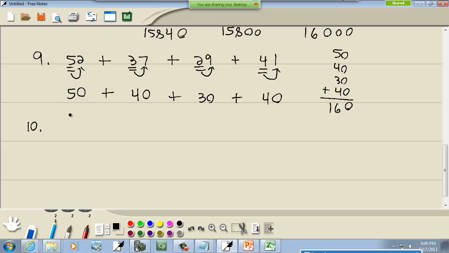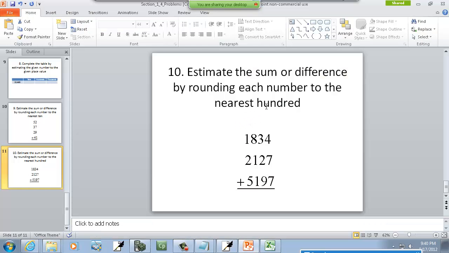Let's look at one more. We got 1834, plus 2127, plus 5197. And we'll round to the nearest 100.